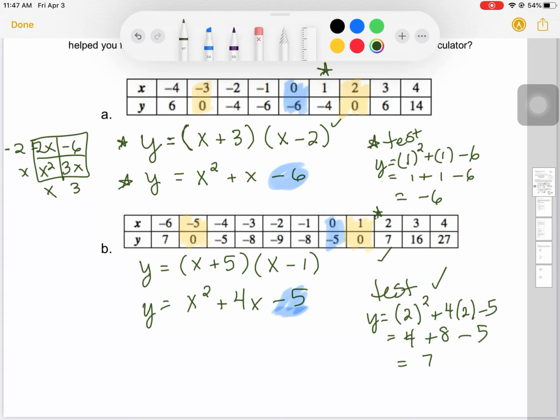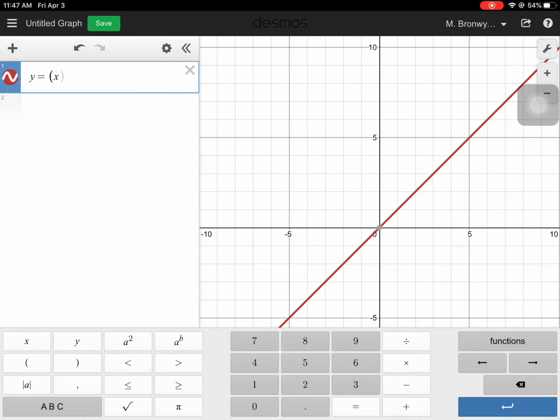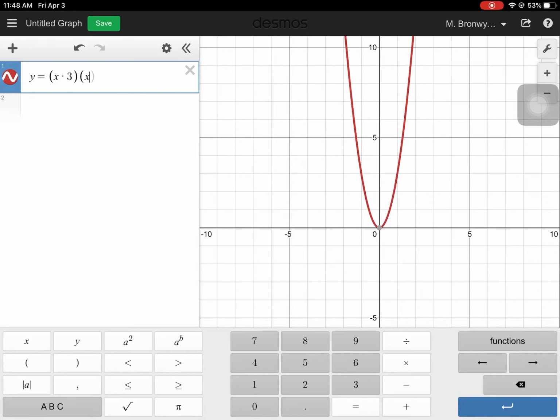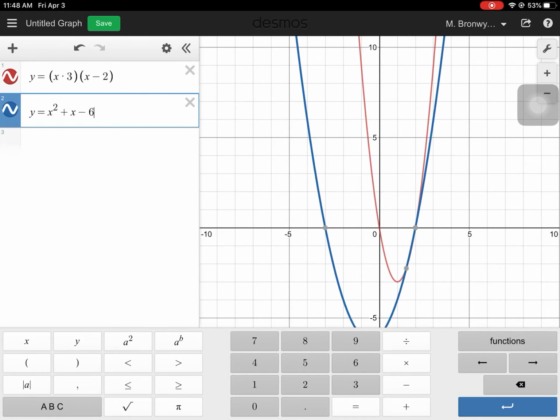Another way to test that would be simply to go into Desmos and we could type in both equations. We could type in y equals, for the first one it was x plus 3 times the parentheses x minus 2. And then we could type in another color the expanded form and see if it matches. Y equals x squared plus x minus 6.